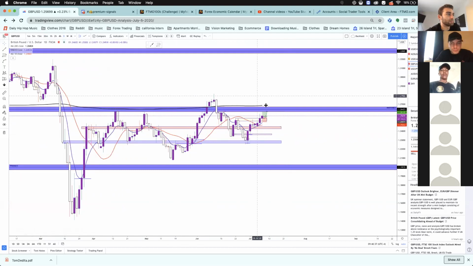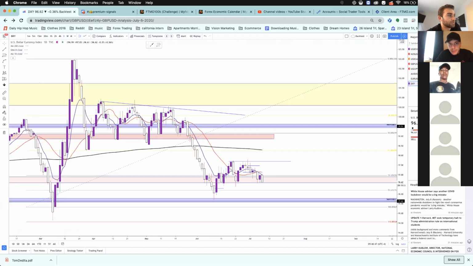So, we'll see if DXY keeps dumping. GU will keep going up. The thing is melting right now. What, DXY? DXY, yeah. It really is. Oh, yeah, it's done.